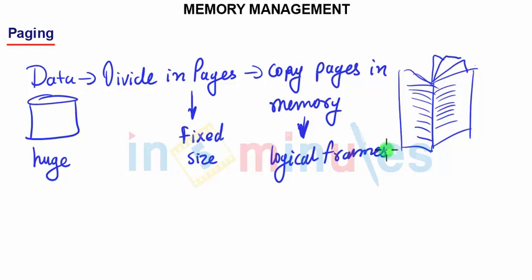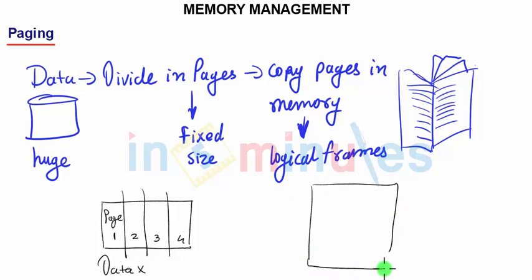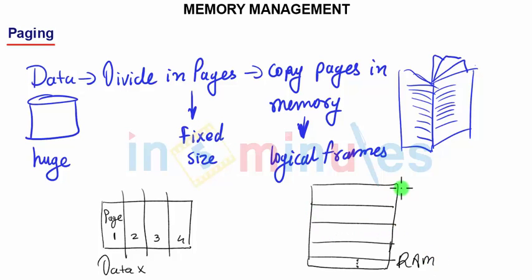Now, to visually understand the same concept, let's see it this way. We have a data, let's call it data X. That data would be broken into 4 pages: page 1, 2, 3 and 4. Now, if we consider this as RAM, it would have a logical partition called frames.